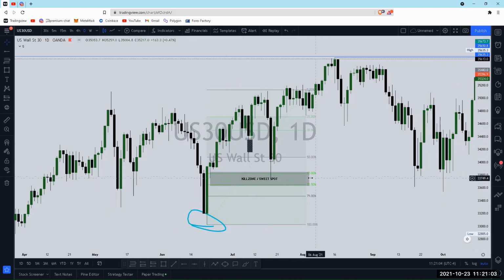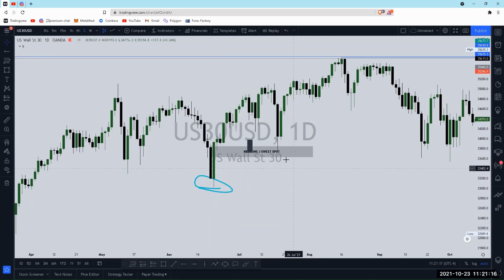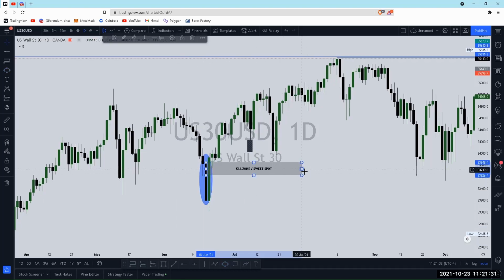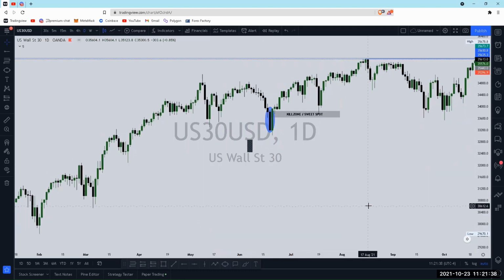And it is 62% to 70.5% discounted. And it's also coupled with an order block, which is this last down candle, this black candle right there, right? So when you have your kill zone that is also coupled with an order block, that's a very high probability setup.